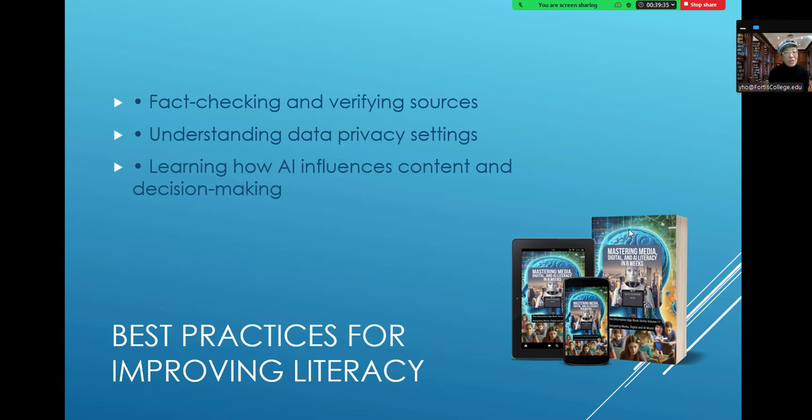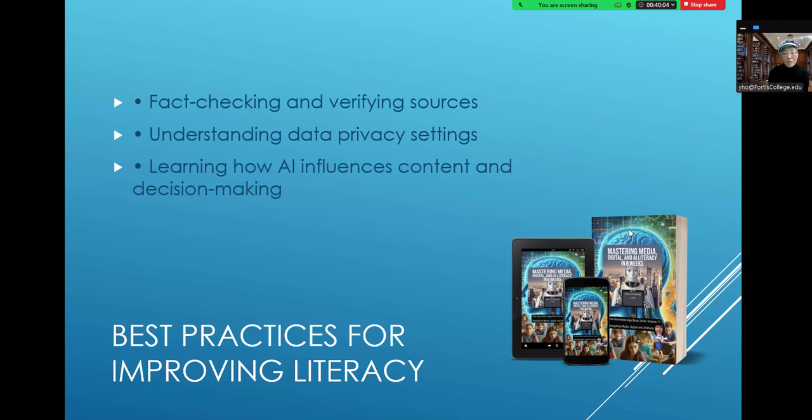So don't get your news from social media because a lot of people, just like with Wikipedia, can upload whatever they want off the top of their heads. That's the whole purpose of reliable sources, to corroborate what you see. So corroborating what you read is part of media literacy. And understanding data privacy settings. In other words, you can set your social media to friends only and not to the general public.